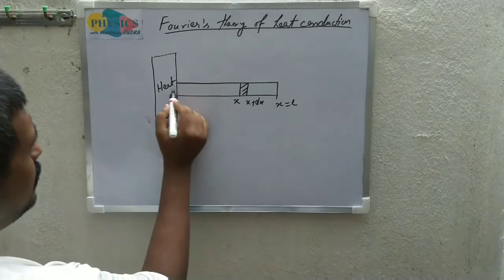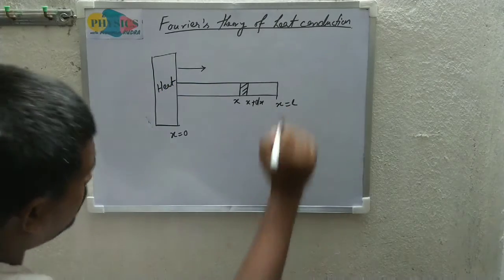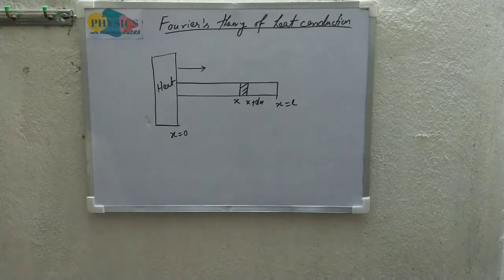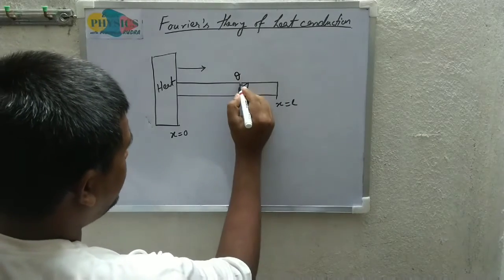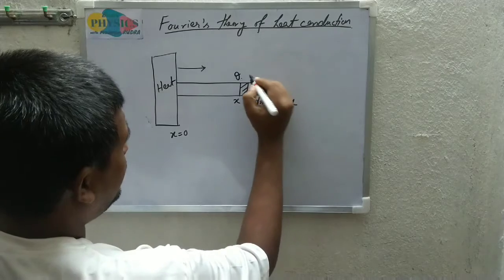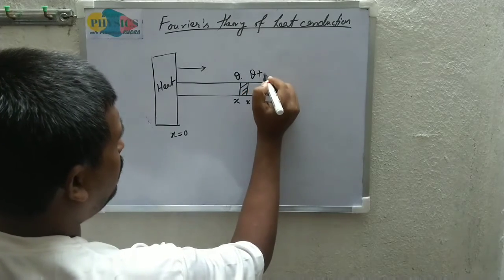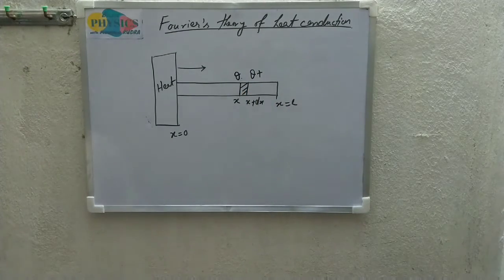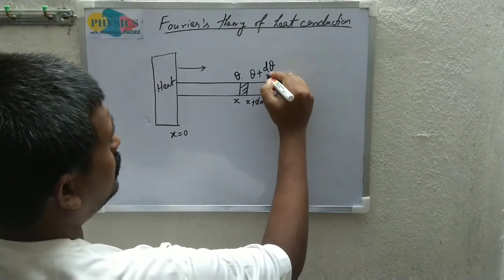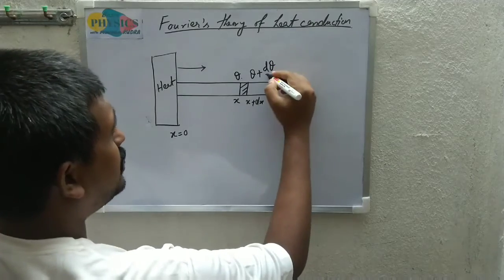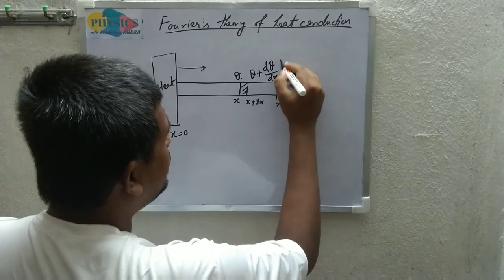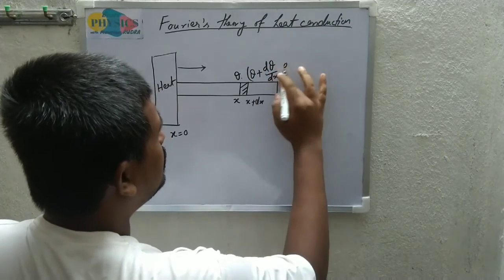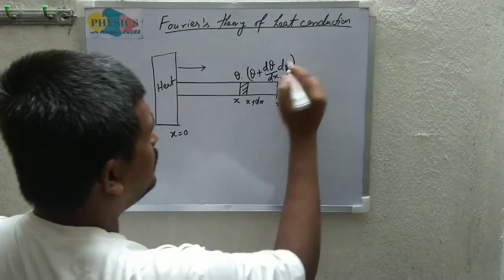Now heat is flowing from this side to this side. Then the temperature on this end is theta and on the other end it is theta plus d theta. If we multiply d theta with 1, it remains d theta. So we can write it as d theta by dx into dx.